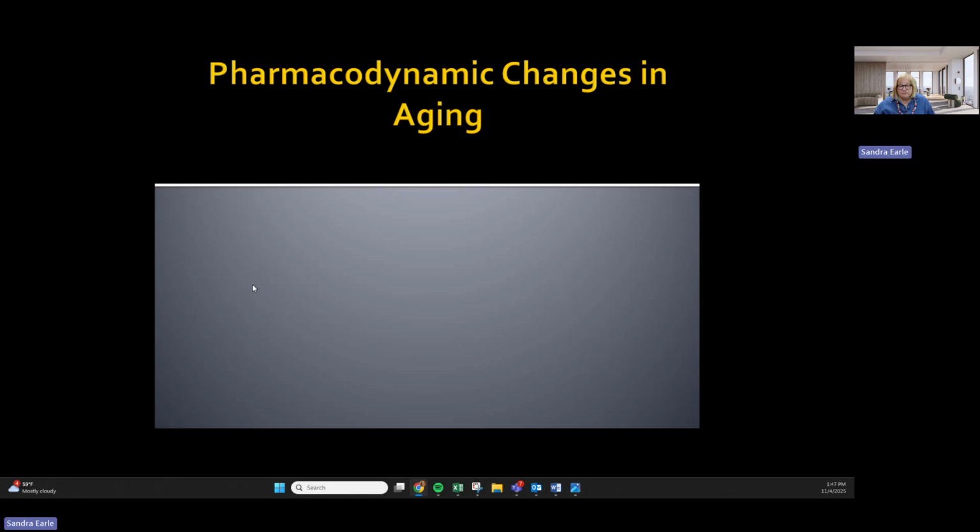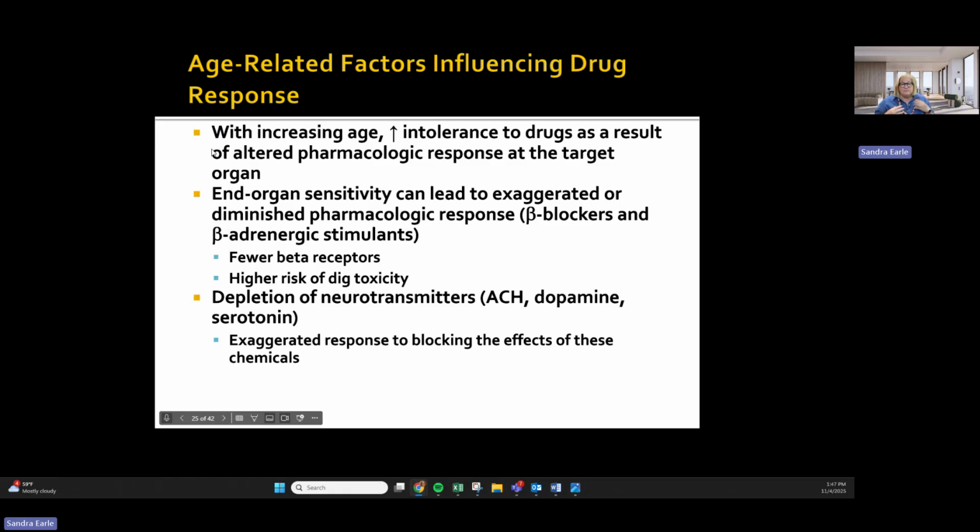All right, moving on from pharmacokinetic changes to pharmacodynamic changes as we age. So this is about the actual changes in receptors, right? And what's actually in the body, not about how the drug gets to those receptors, right? So with increasing age, there's an increase in intolerance to drugs as a result of the pharmacologic targets or the receptors. End organ sensitivity can lead to exaggerated or diminished pharmacological responses.